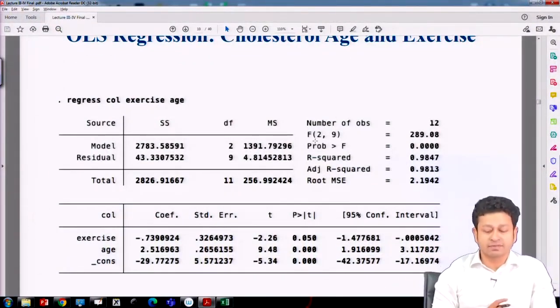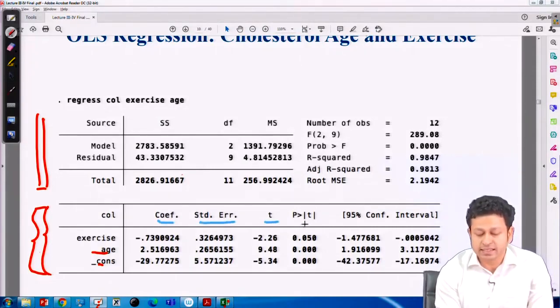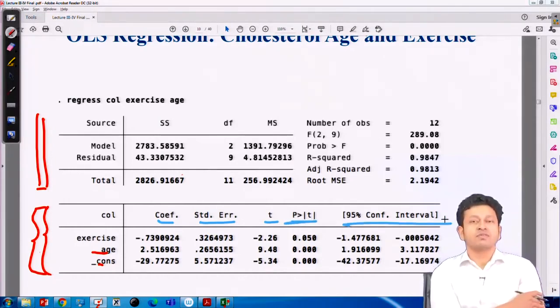We have different items. One, we have our coefficients, we have our standard error, we have this T statistic, we have this p value, and then you have the confidence interval. So first let's talk about the coefficient.